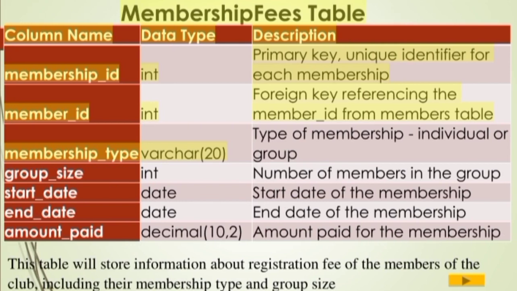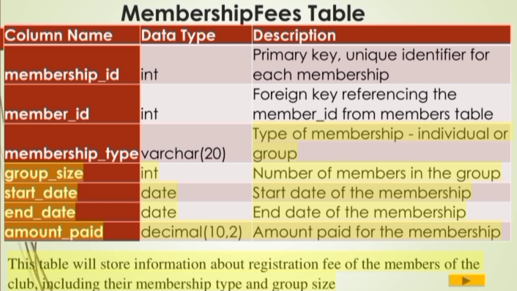Membership Fees Table. Column Name, Data Type, Description. Membership_id, int, Primary Key, unique identifier for each membership. Member_id, int, foreign key referencing the member_id from members table. Membership_type, Varchar 20, type of membership, individual or group. Group_size, int, number of members in the group. Start_date, start date of the membership. End_date, end date of the membership. Amount_paid, decimal 10,2, amount paid for the membership.